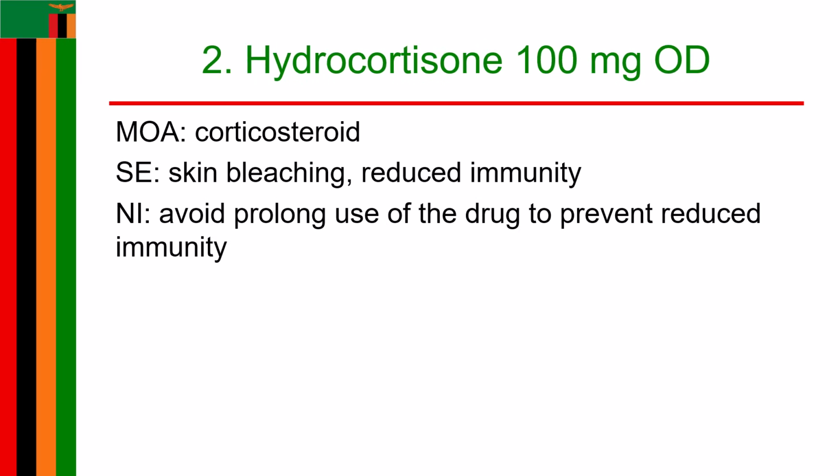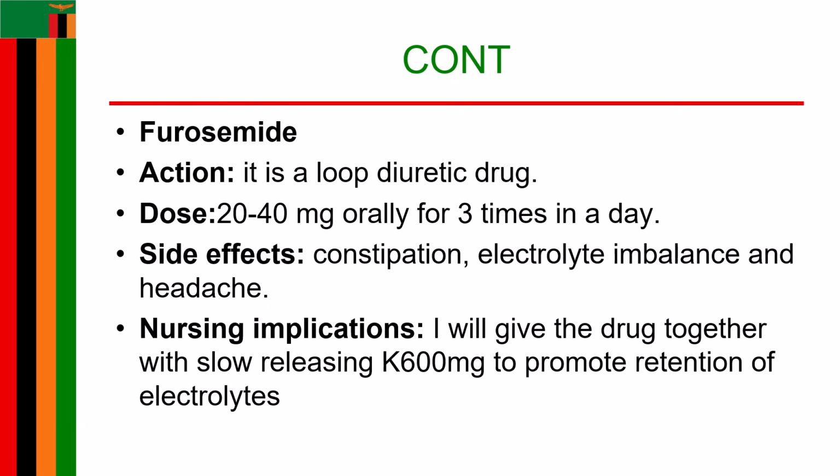The other drug that can be given, still a corticosteroid, is hydrocortisone. The third drug that is given is a diuretic, and in this case we can give furosemide, which is Lasix. Furosemide is given because of the edema that is seen in renal failure.